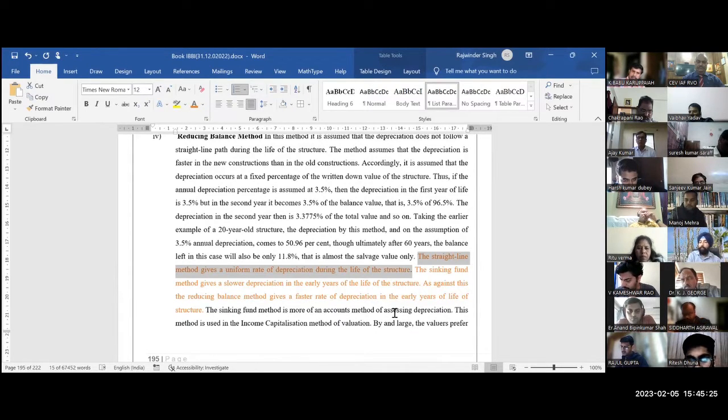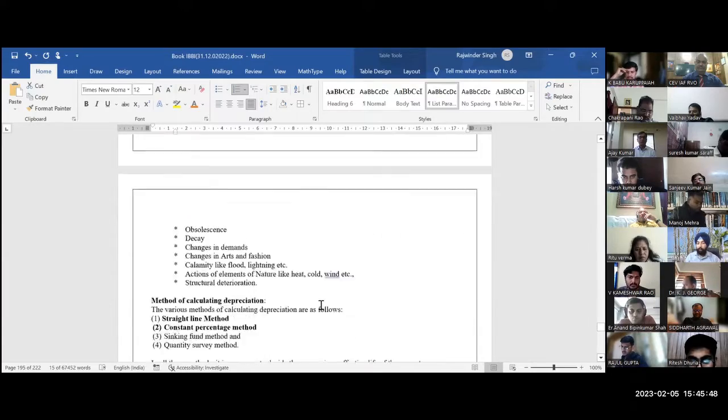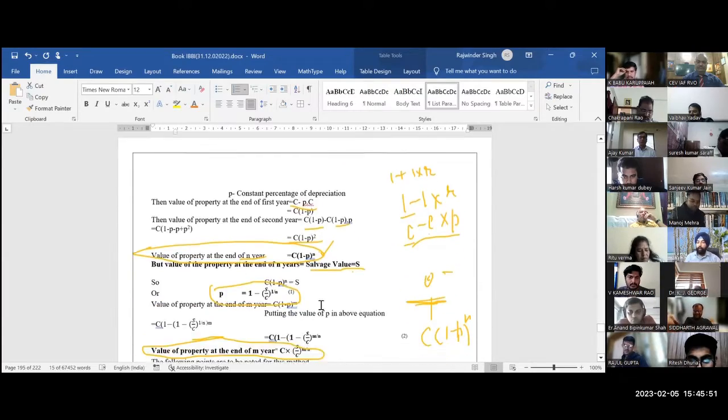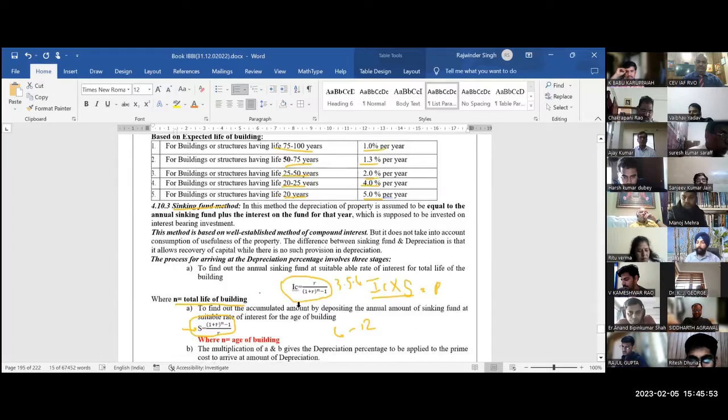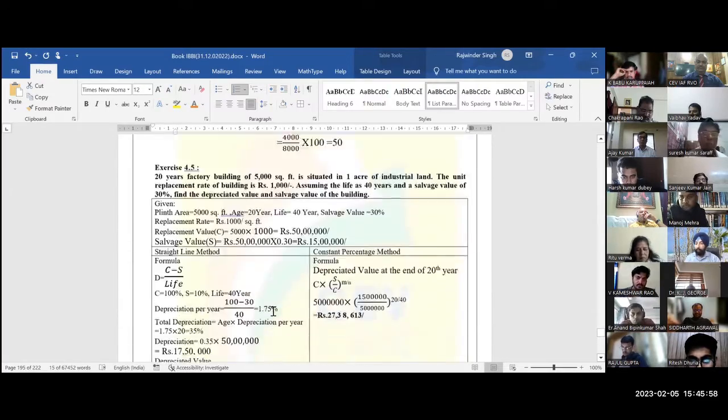As we have already discussed in the morning session, we especially apply the sinking fund method for capital gain or income tax purposes. Otherwise, we generally use straight line method, or we may use this linear method or WDV method. Now we will see how these methods basically work internally. We will take an example that will make things clear to you.